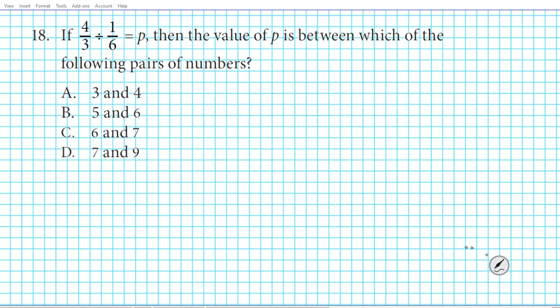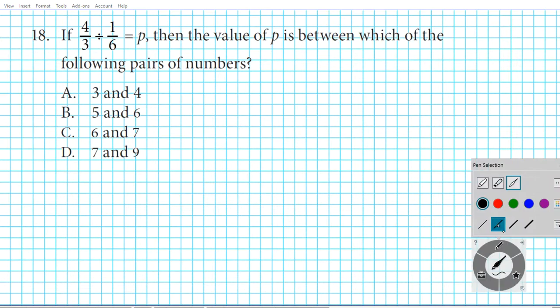Now let's take a look at question number 18. It reads, if 4/3 divided by 1/6 is equal to P, then the value of P is between which of the following pairs of numbers?